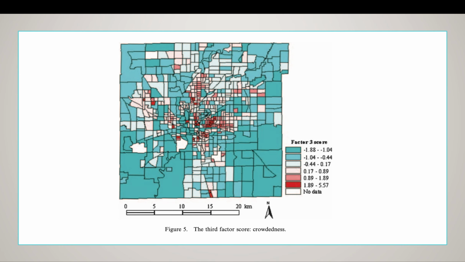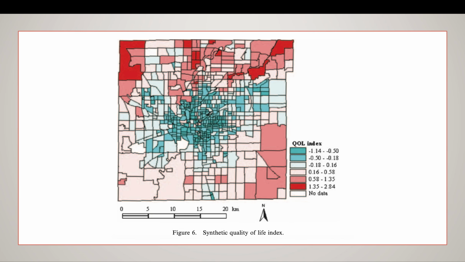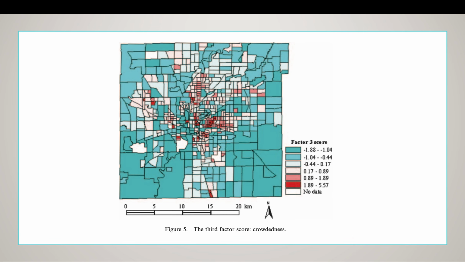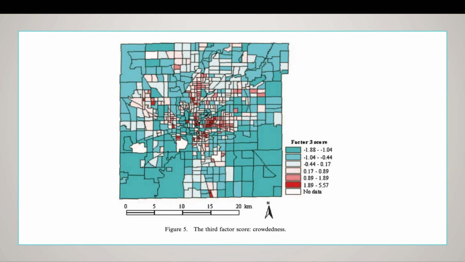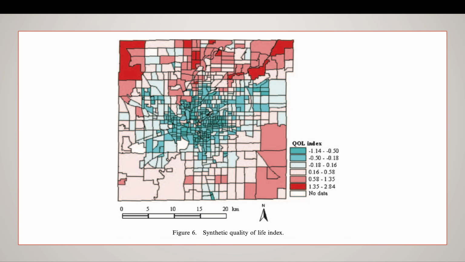And lastly, when we condense and bring all those different factors together, the crowdness, the environmental index, and the economic index, for this example, we can get a synthetic quality of life index. After bringing all those different factors together, we can realize that the quality of life index is better around the downtown area, and that's why it's green.